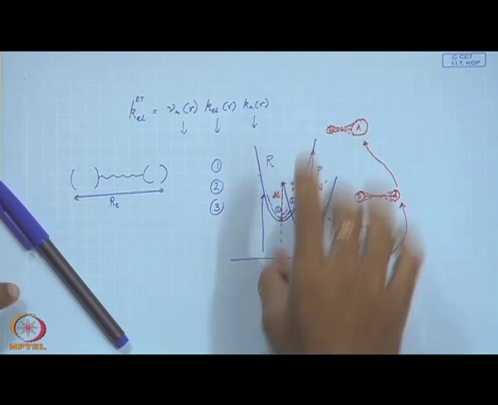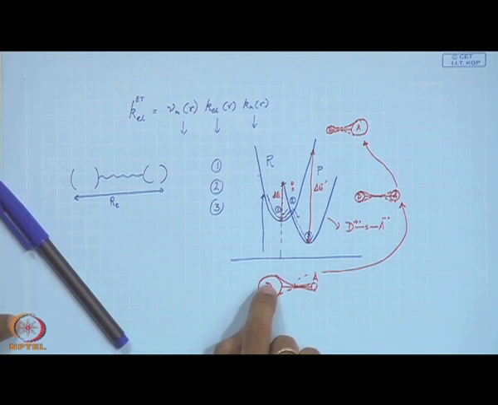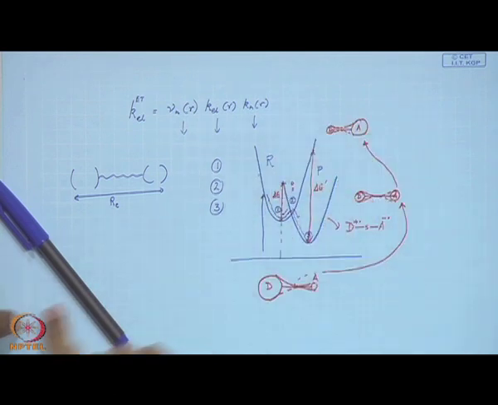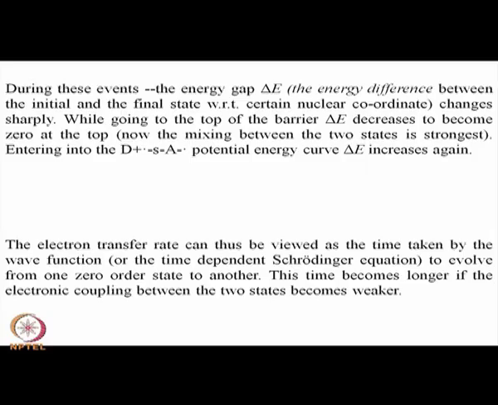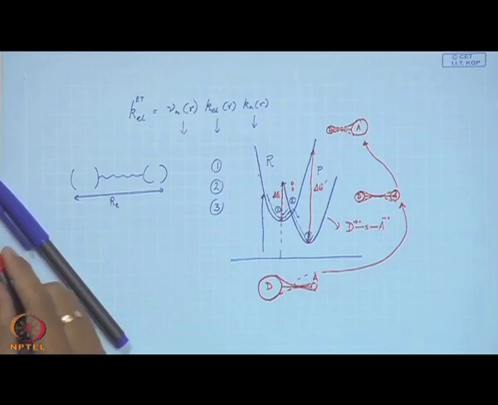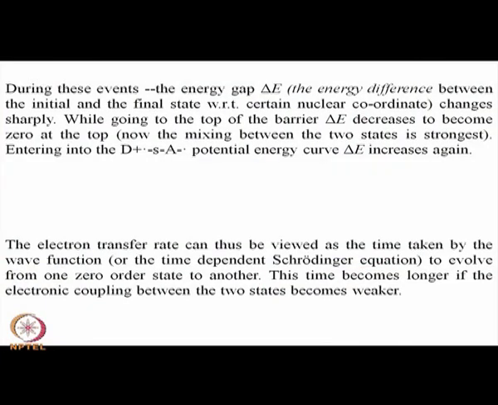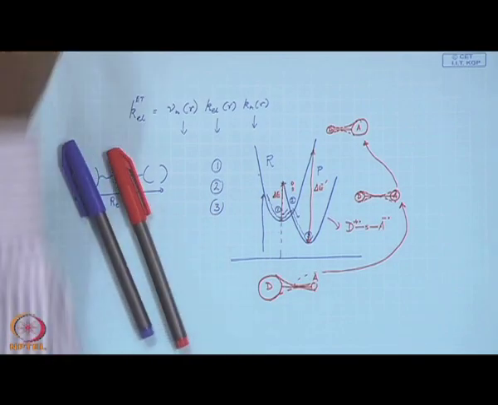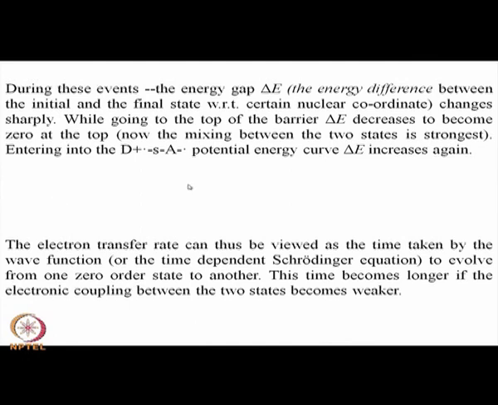So, it is the time required to have this 0 order state evolve to another 0 order state through this intermediate state. And the time required becomes longer if electronic coupling between the two states becomes weaker. I mean, if electronic coupling is not high, then it happens, but it happens slowly.